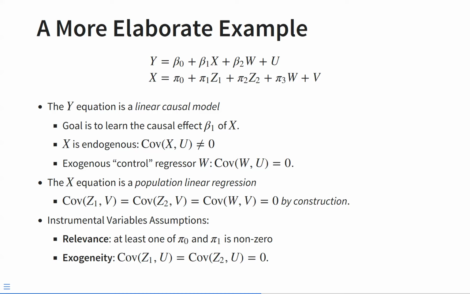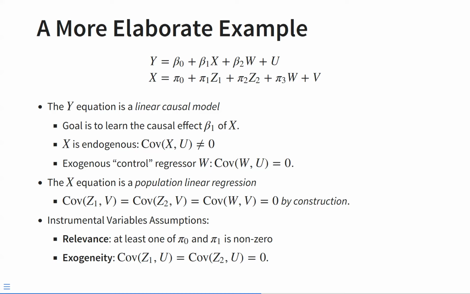So what are z1, z2, and w? Well, w, again, is that exogenous control regressor, the one that's not correlated with u. And z1 and z2 are two instrumental variables. So you could be in a situation where you have one endogenous regressor x and two instrumental variables z. That's what I have here.